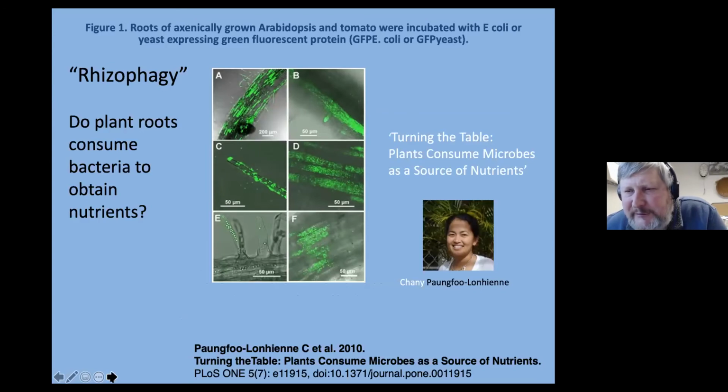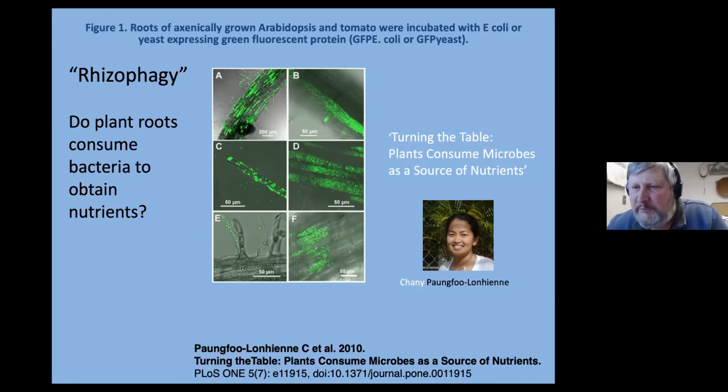Okay, this internalization of microbes into roots was observed by an Australian group of investigators in Queensland, Australia, and this is one of those investigators, Chanyarat Paungfoo-Lonhienne, and they saw that bacteria and yeast were going into roots. They actually did an experiment using tomato and Arabidopsis, where they took yeast and a bacterium, E. coli, and they labeled it with green fluorescent protein. They tagged it so that it would fluoresce, and they could track it in the plant.